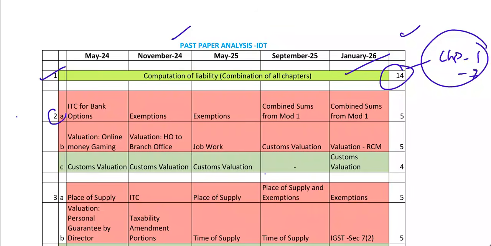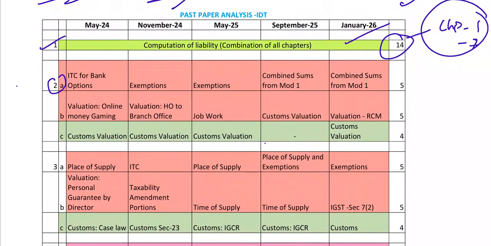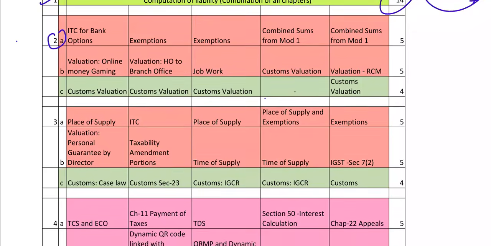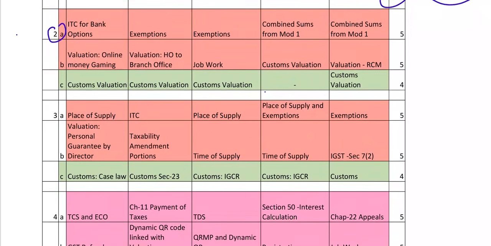Now, when I talk about question number 2 to 6, in these questions, every last part is going to be your customs related question. So before going on to other areas, we'll first complete the customs, so you will get an understanding.